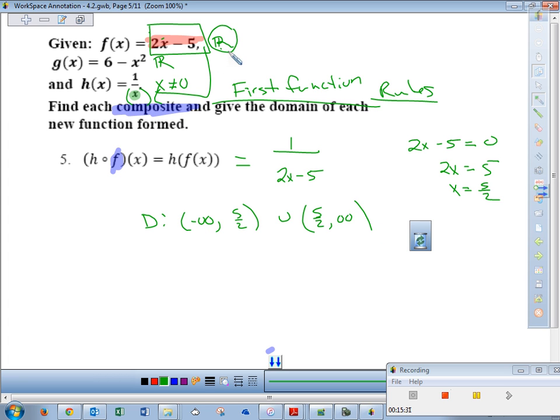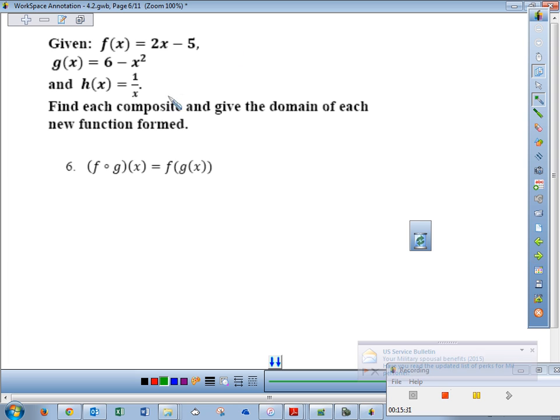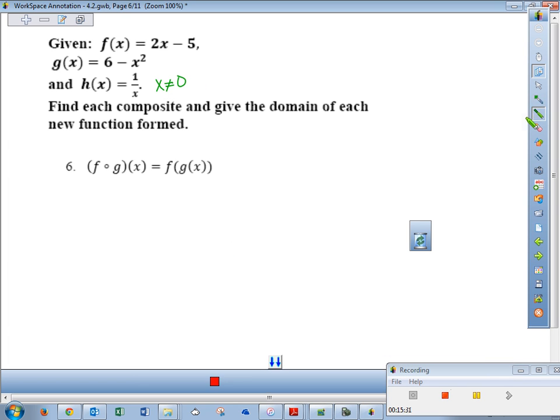F allowed me anything I wanted. Once I put it into H, I had a problem because I put stuff downstairs. What was the problem? 5 halves. That's the problem. Let's try that again. Again, x can't equal 0. Everybody else is all reals. Who's the first function in this composite, f or g? G is my first function. Does he have any restrictions? Oh, no. He's all reals, correct?